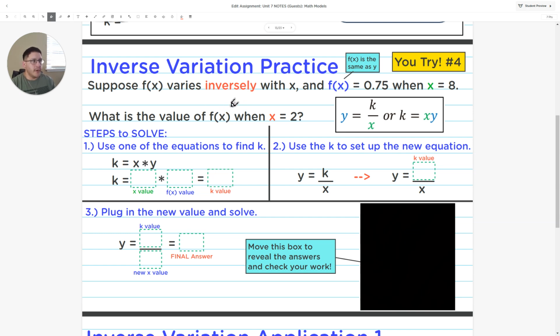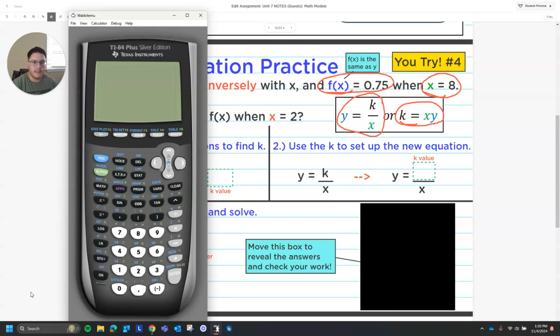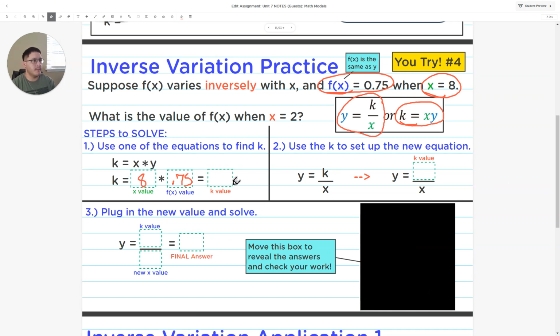So varies inversely automatically means I'm going to be using these two equations, y equals k divided by x, or k equals x times y. First, we need to find the k value. We have that y equals 0.75 when x is equal to 8. So we can use those two to multiply together to get the k value. 8 times 0.75. I think it's 6, but let's see. 8 times 0.75. 6. There we go. So the k value is 6.